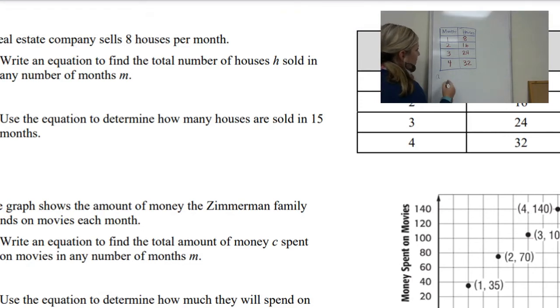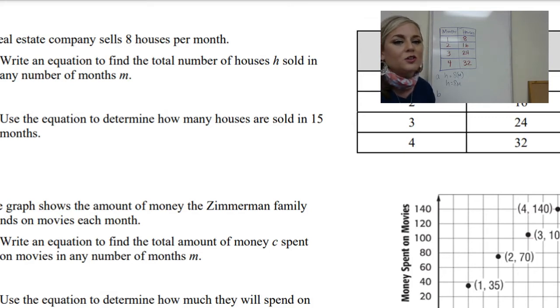We know the H. We want to know how many houses are sold in any given number of months. We know the houses equals 8 houses a month times whatever the number of months is, right? Or you could do H equals 8 times M. Now, that part's easy. You just got to find how to figure that out. And a lot of it takes common sense.